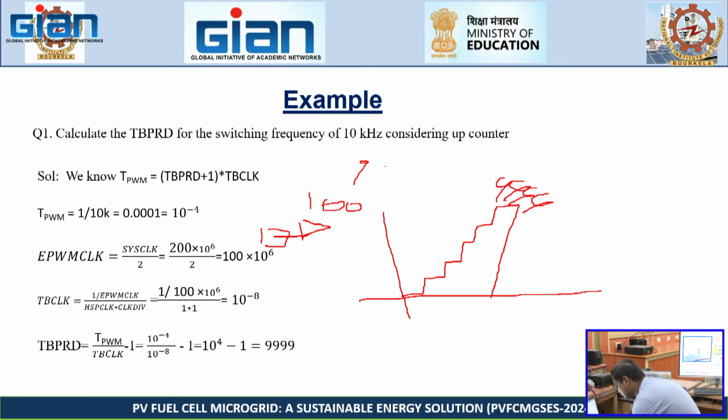Sorry, it's 10,000. I am giving a duty cycle of 0.5. So now I am generating a 0.5 duty cycle with 10 kHz and 50% duty cycle. So I am building it up, and here you see I am giving an EPWM. We have different PWM modules, but I am choosing EPWM A.